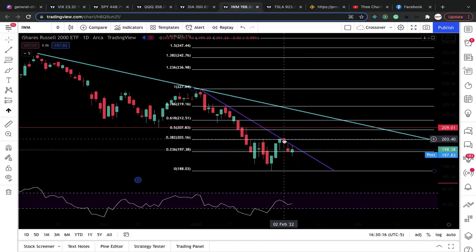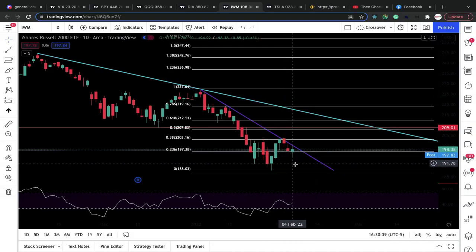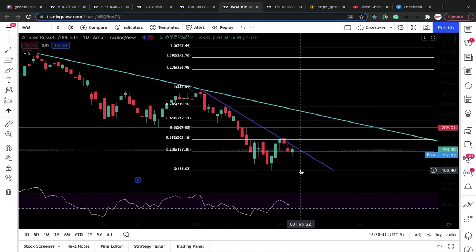IWM, we tried to break out of this purple trend line and failed a couple days ago, like the DIA. We tested it as resistance yesterday, and tested it as resistance again today. We have this 23.6 retracement level. We got a little below it, but we recaptured it. So, choppy day, but like I said, we'll keep it simple. Below that, we're bearish. There's no support until 188. That's a nice juicy move to the downside.